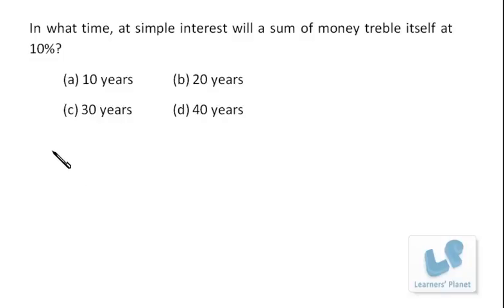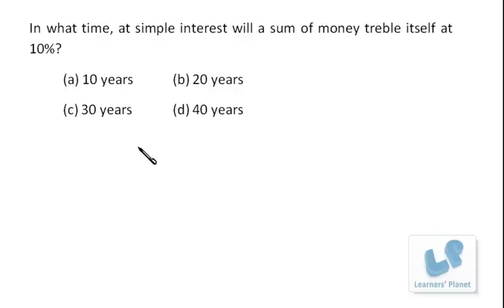Now, let's do this question. In what time at simple interest will a sum of money triple itself at 10%? Okay. Now here we are not given what the principal is. We just have to triple the money in a particular duration, and now we have to find out that particular duration. We are given the rate of interest over here, that is 10%.